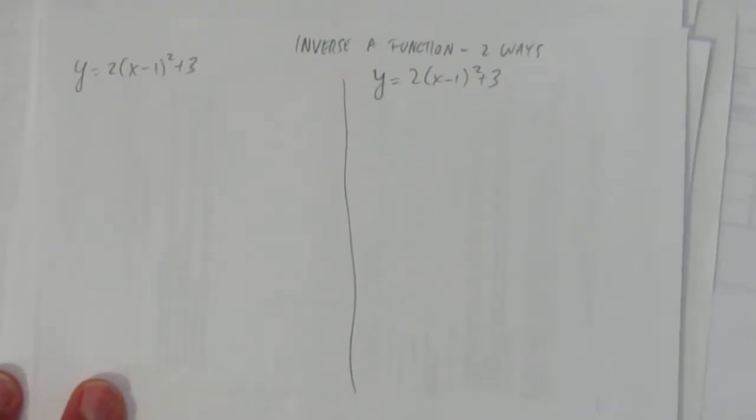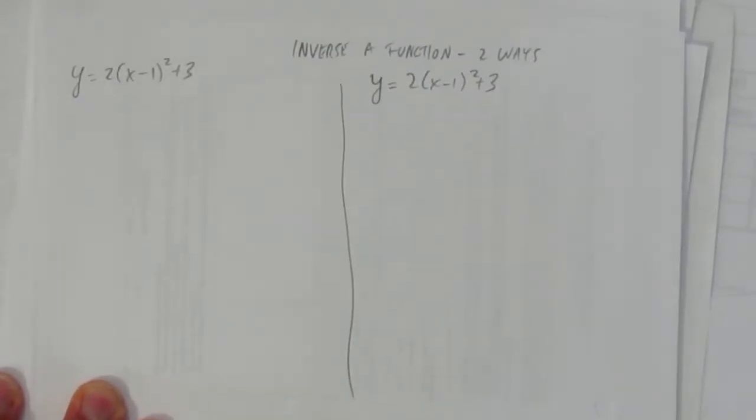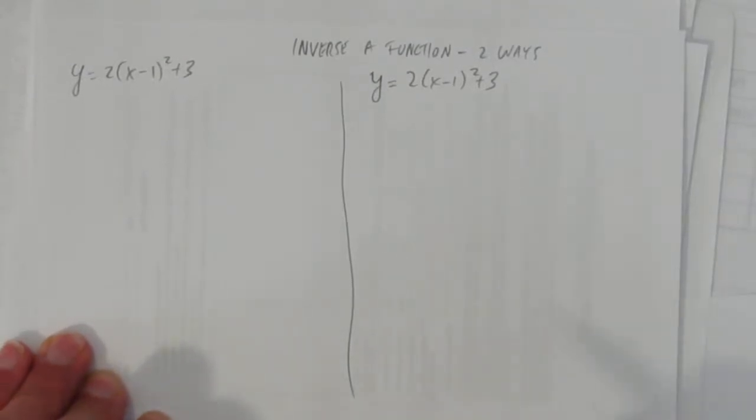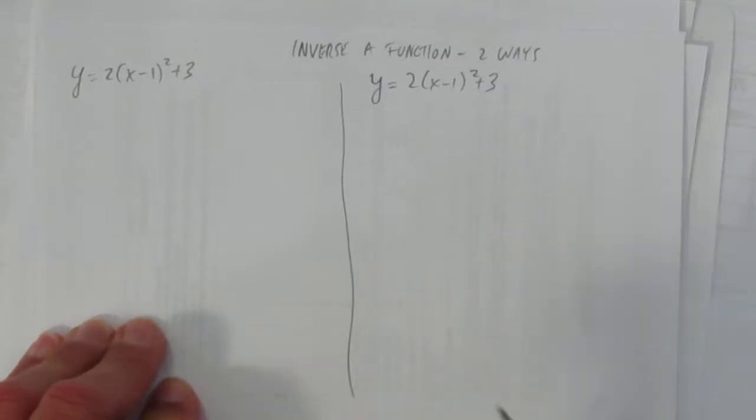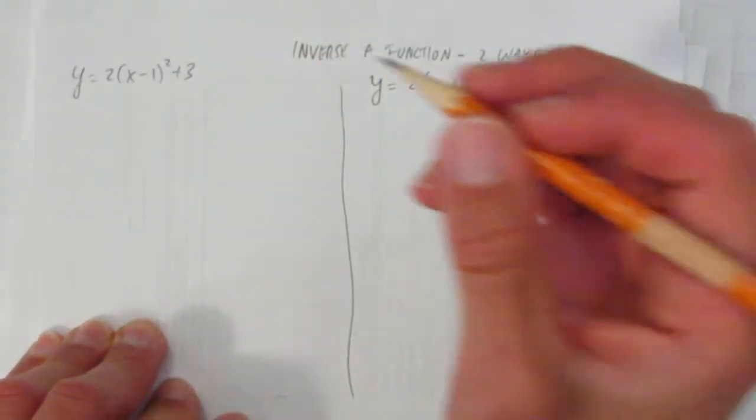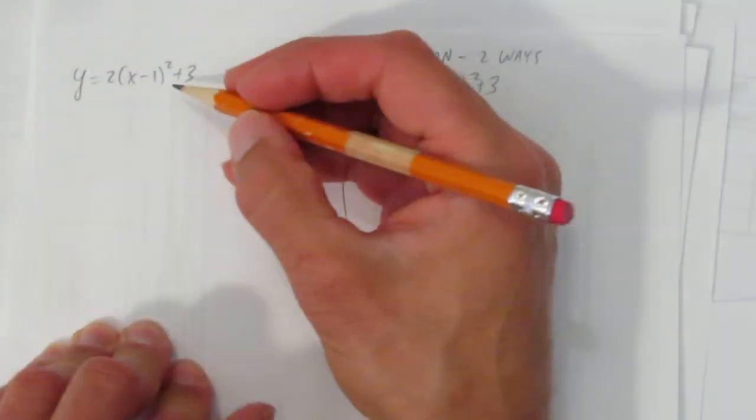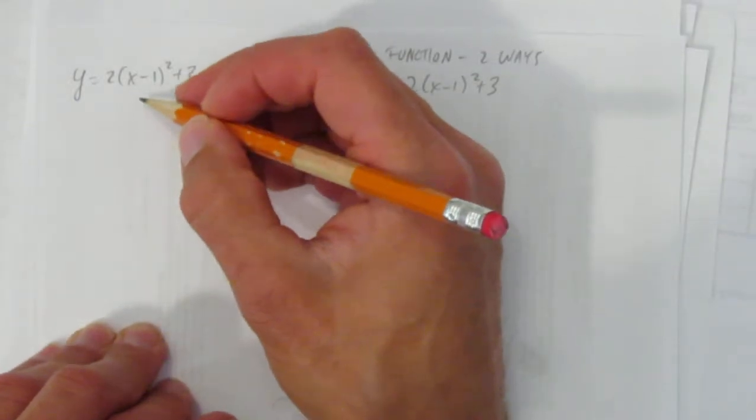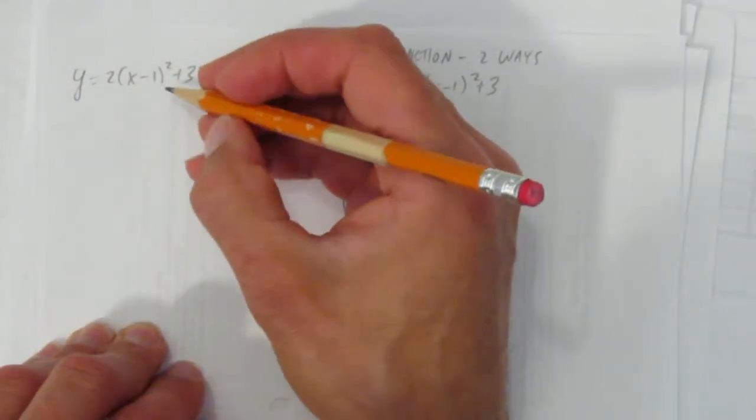This video is going to teach how to inverse a function in two different ways. It's the same function both times, y equals 2 times (x minus 1) squared plus 3. So, the first thing you want to do is each line in math has to be the same as the line above in terms of it represents the same equation.